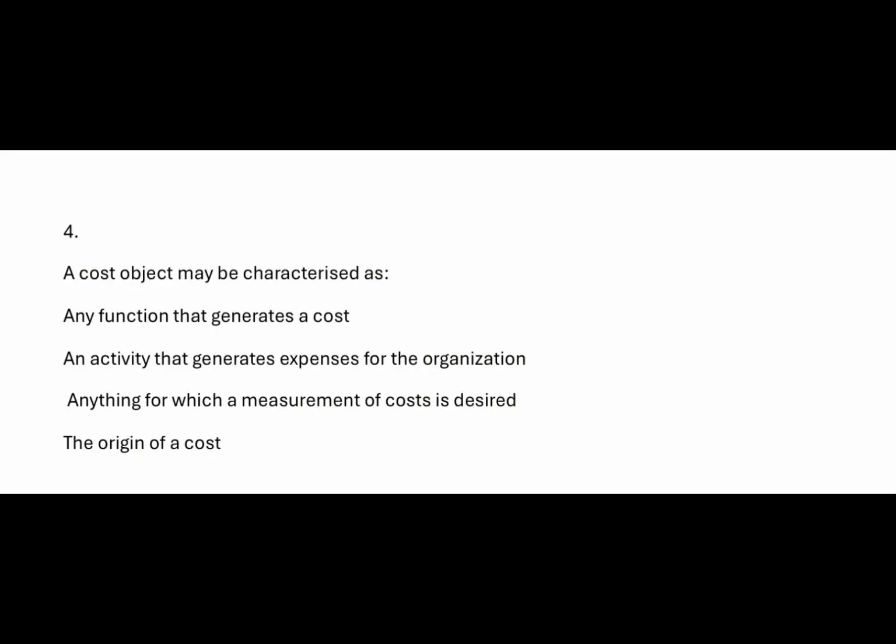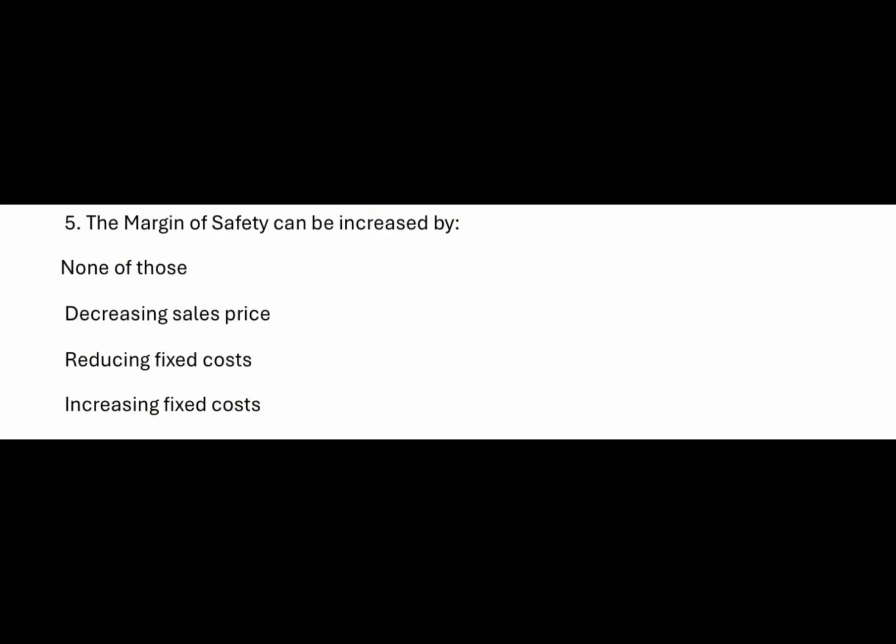Okay, now question 4. A cost object may be characterized as any function that generates a cost, any activity that generates expenses for the organization, anything for which a measurement of cost is desired, or the origin of a cost. A cost object is anything for which a measurement of cost is desired, such as products and departments. So the answer to this would be C. Moving on to question 5.